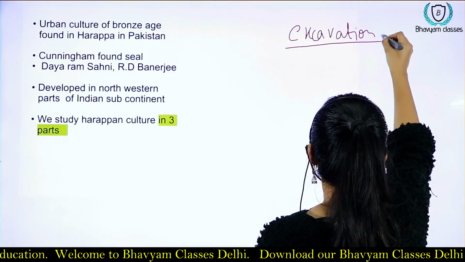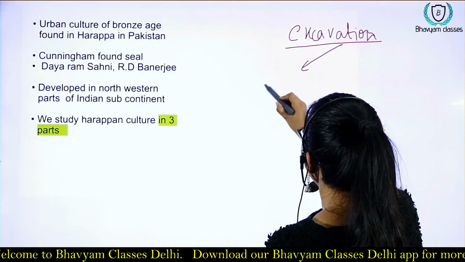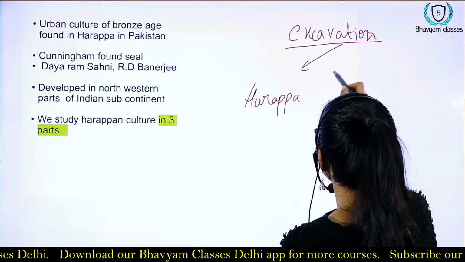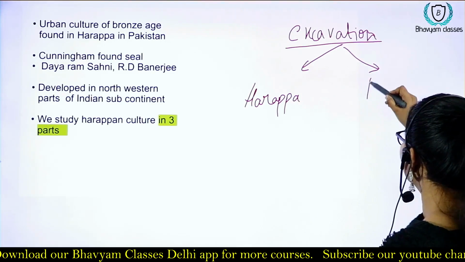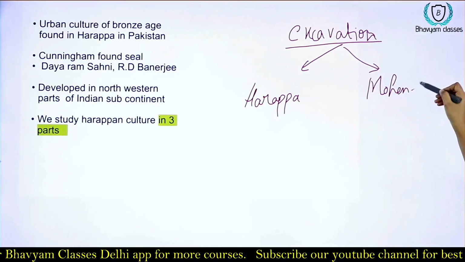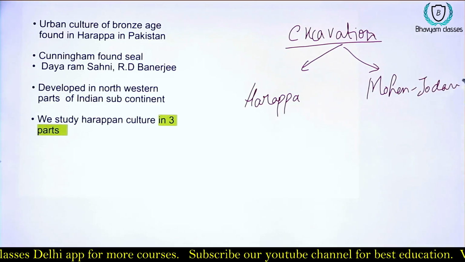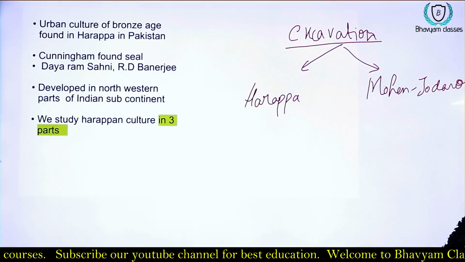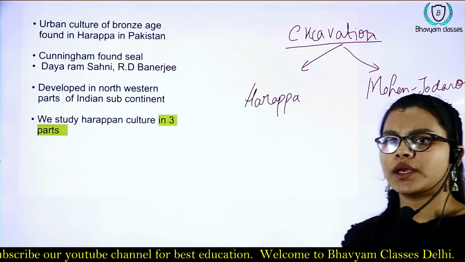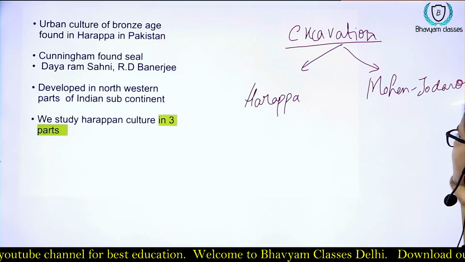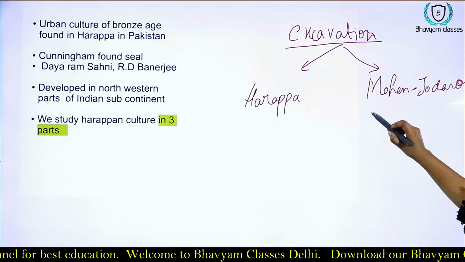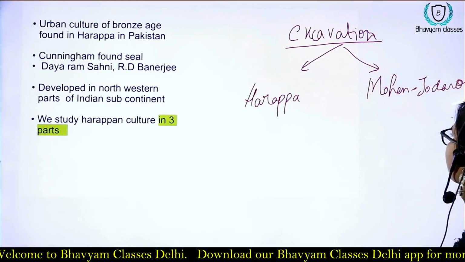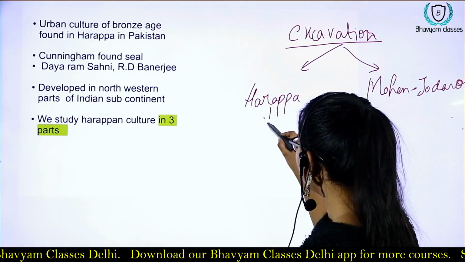So, excavation number one of Harappa and excavation number two of Mohenjo-daro. Or Mohenjo-daro, you will find a lot of different ways the name has been written. Somewhere it is written as Mohenjo-daro, somewhere it is written as Mohenjo-daro together. Fine. So the excavation of Harappa, fine.